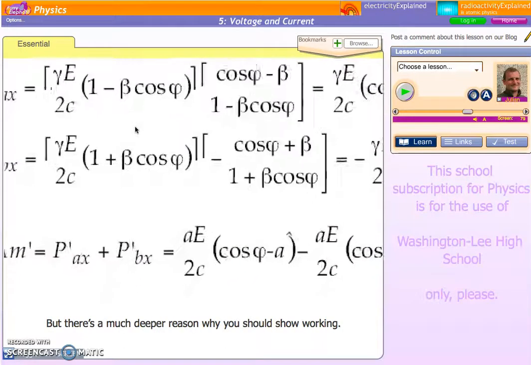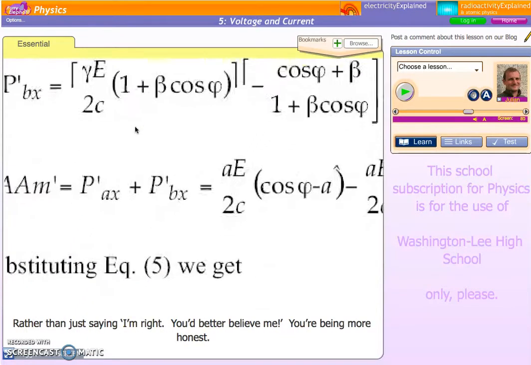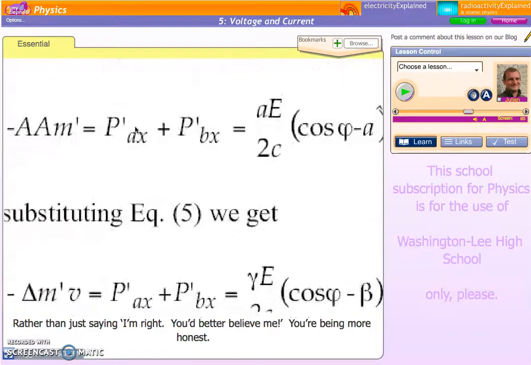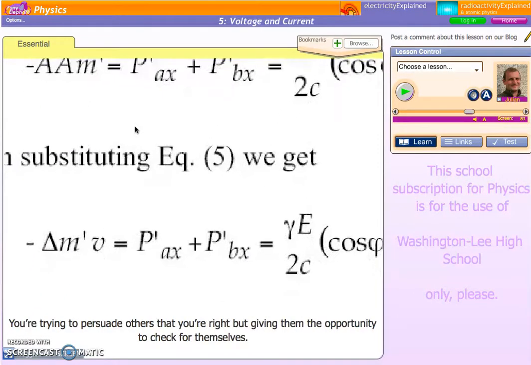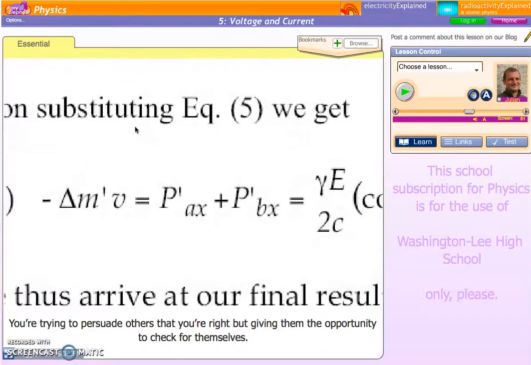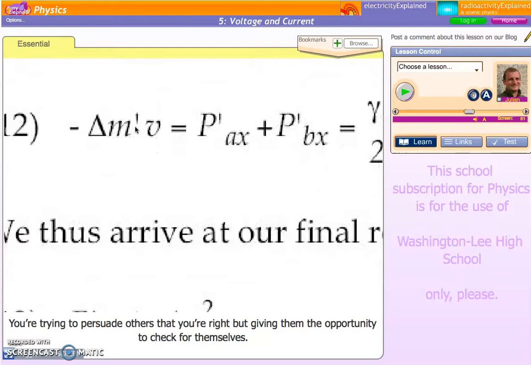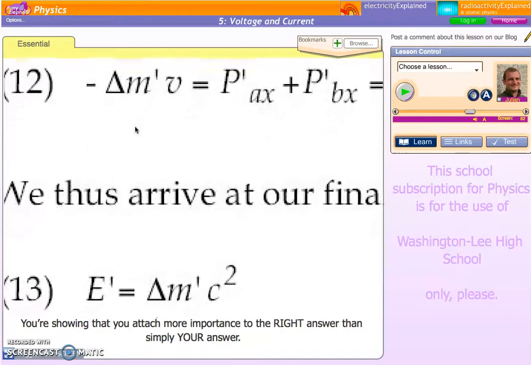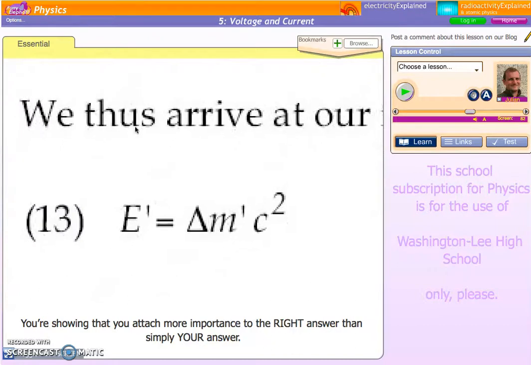But there's a much deeper reason why you should show working. Rather than just saying, "I'm right, you better believe me," you're being more honest. You're trying to persuade others that you're right, but giving them the opportunity to check for themselves. You're showing that you attach more importance to the right answer than simply your answer.